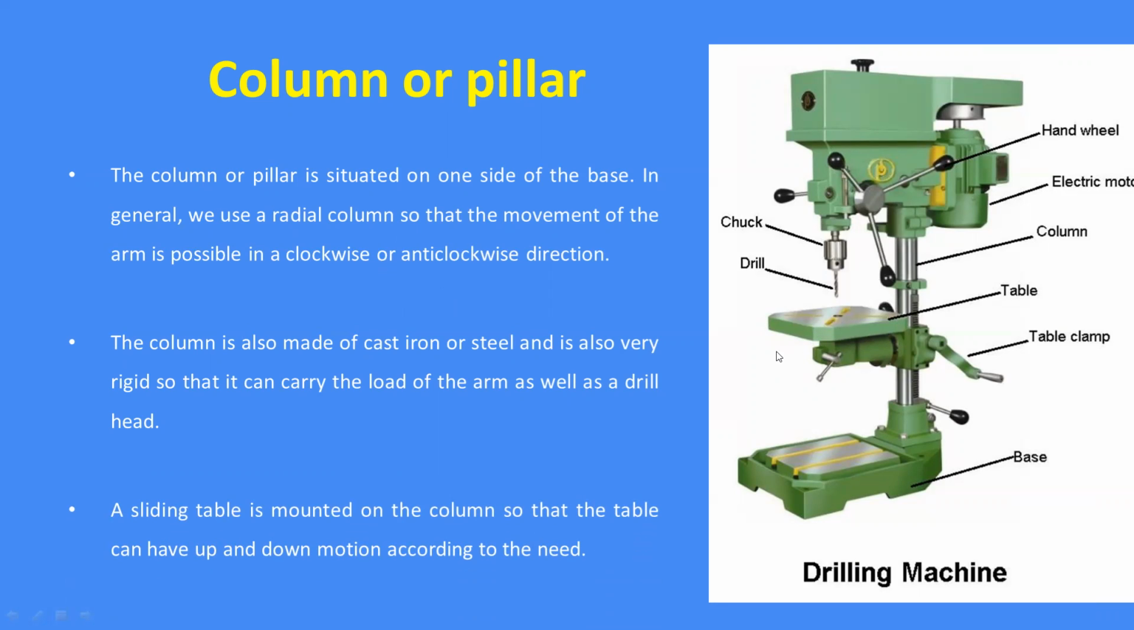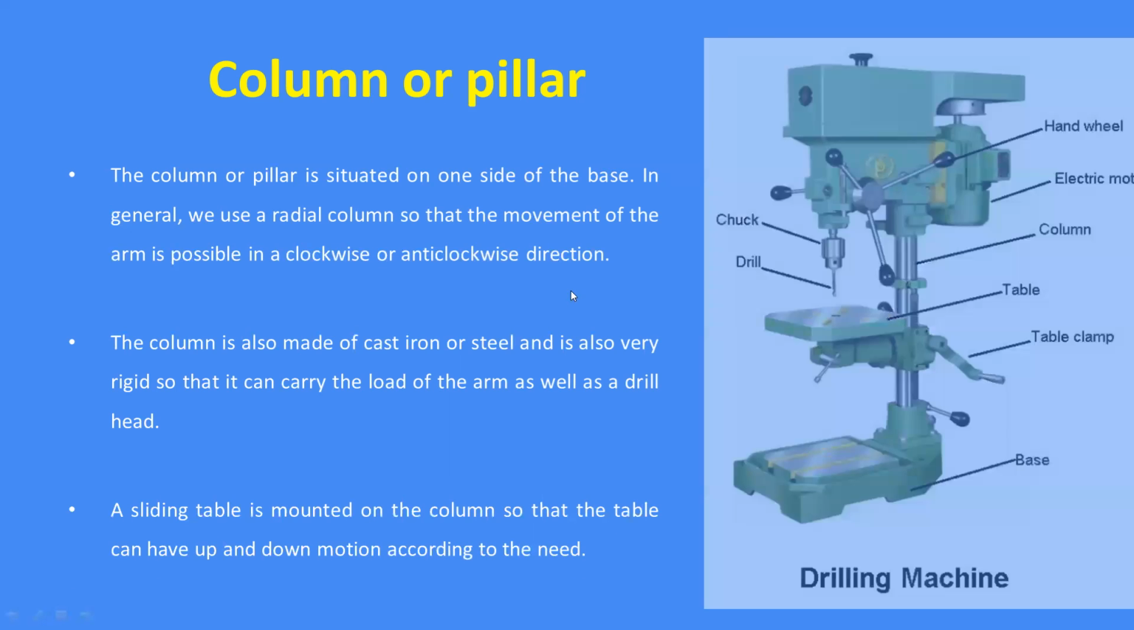A sliding table is mounted on the column so that the table can have the up and down motion according to the need. So you can see this is the column, right? To this column, this table is attached. This table can be moved in the upward and the downward direction based on our requirement. Okay.